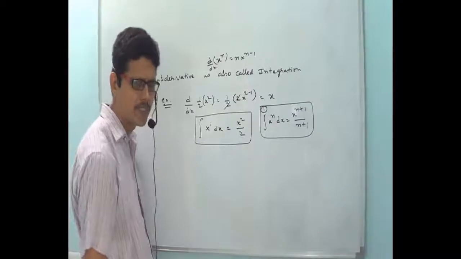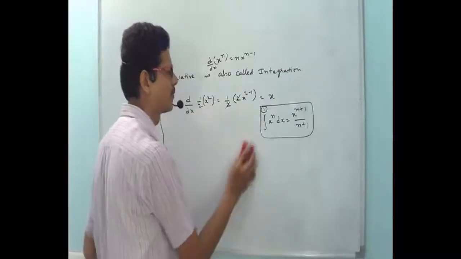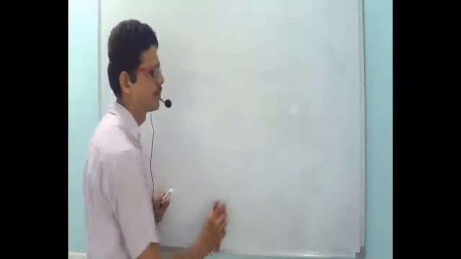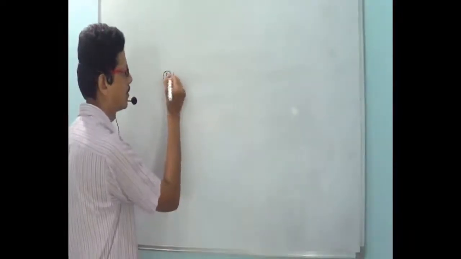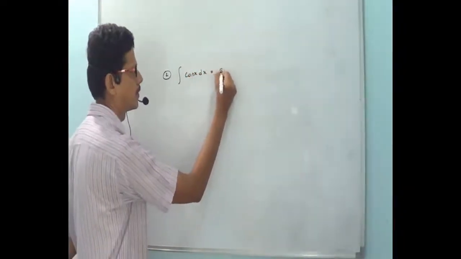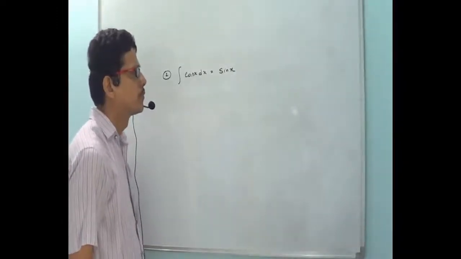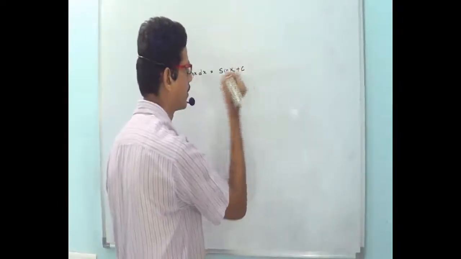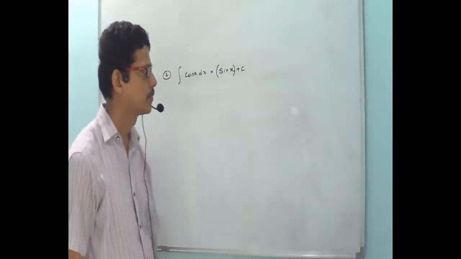So we'll go for other formulas of integration. I'm erasing this. The second formula is like this: integral cos x dx is sin x. Just take one more thing here, plus c. Sin x plus c. That c is called constant of integration.